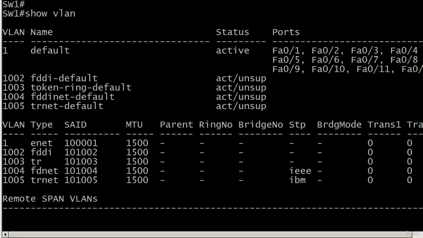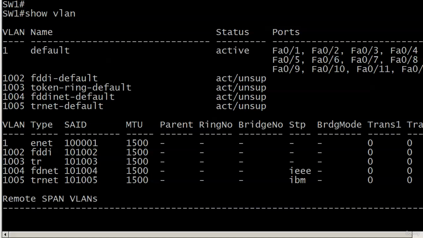These VLANs cannot be deleted. Now, the VLANs 1002 through 1005, they're really legacy VLANs at this point. You know why we say legacy in networking? Because we don't like to say the word old. You may never use these.